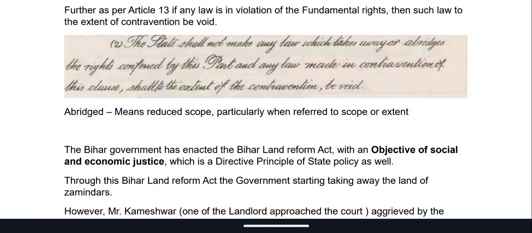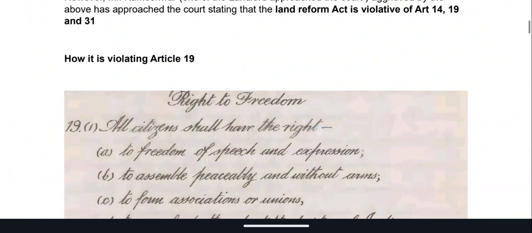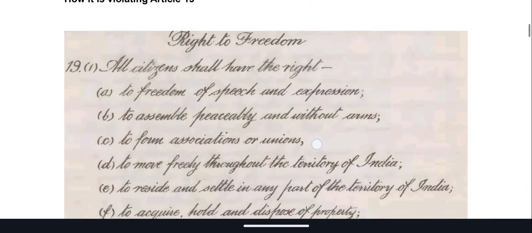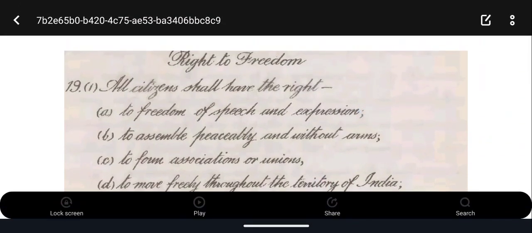So these are the three articles which the Bihar Land Reform Act is violating, is what his argument or contention was. Now we'll analyze how it is violating Article 19. If you refer to Article 19, in this article they are specifically referring to clause F. Article 19: all citizens shall have the right to acquire, hold and dispose of property.